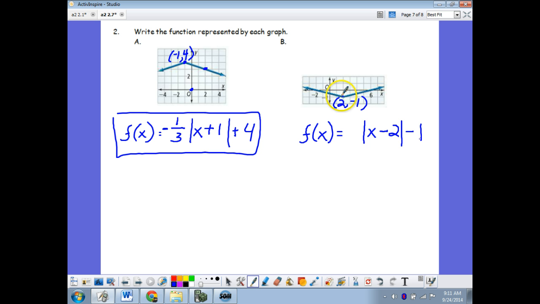Now, since this one opens up, our a value is going to be positive, and then we look at the slope from here to here. We're going up 1 and over 4, so our slope is 1/4. And there's our a value, and that is the equation for that function.